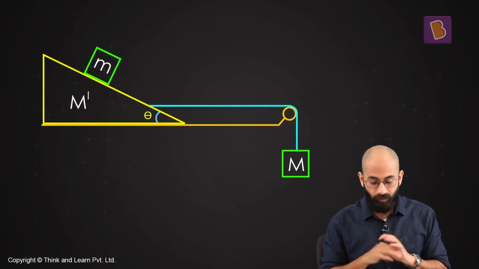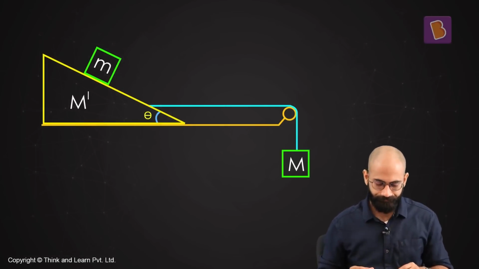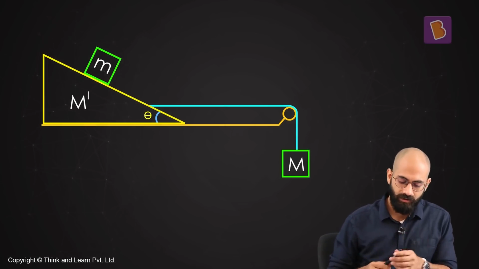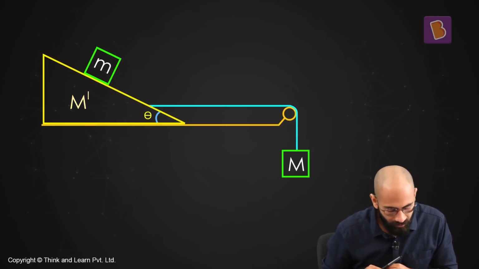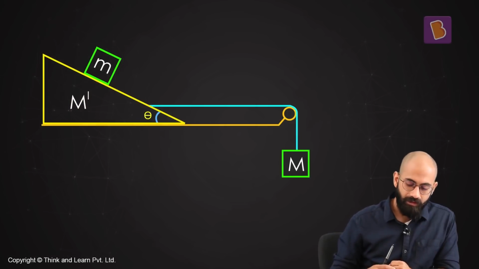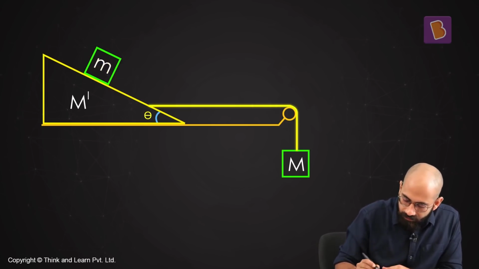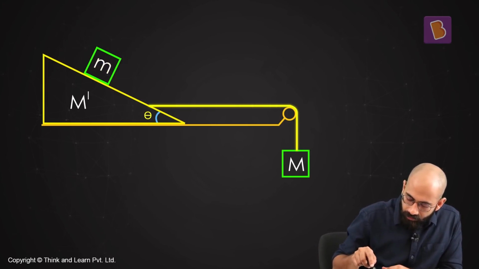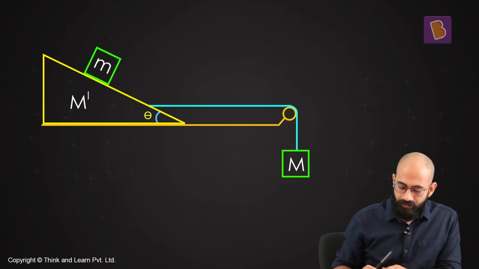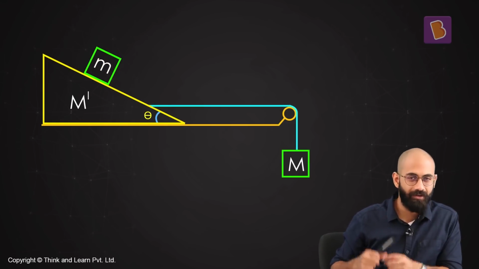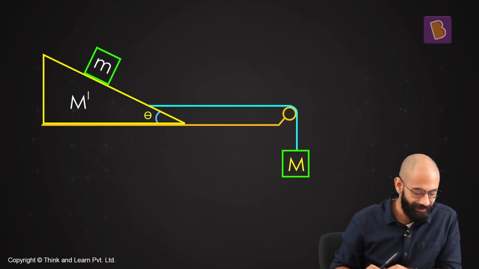Okay, so we have one more interesting problem over here. So what does the question say? There's a wedge of mass capital M dash. There is a block on top of that of mass small m, and it's connected in such a way using this string like this, and that string is going over a pulley, and there is another block of mass capital M that's hanging over there.